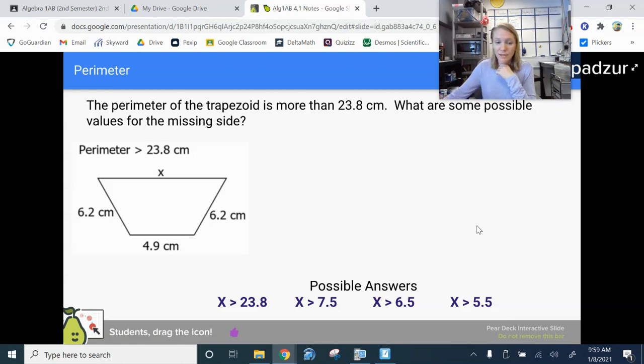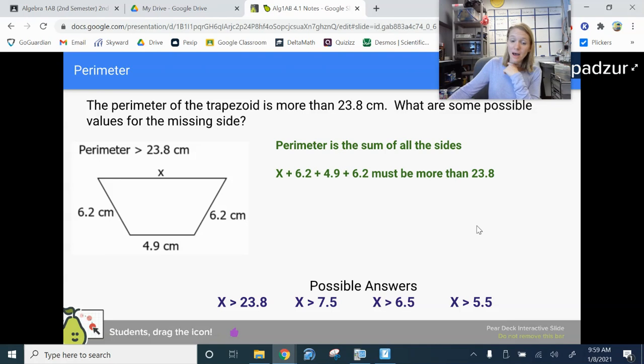So remember, perimeter is the sum of all of the sides. Our four sides are an x, a 6.2, a 4.9, and another 6.2. And the perimeter must be more than 23.8. So will our answer for x be 23.8? It could be, but does it have to be? That's what we're trying to figure out.